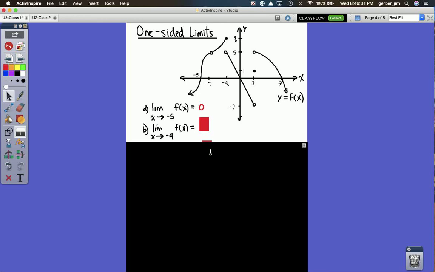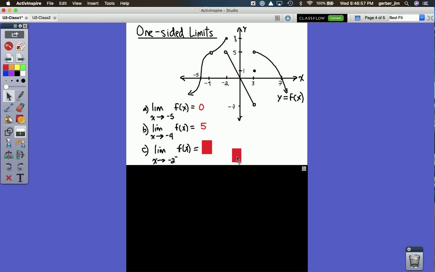Let's look at the next one. As x approaches -4. Well, here I notice that when I go to -4, the function doesn't exist there. But as I approach -4 from the left, the function is approaching 5. And as I approach -4 from the right, the function is approaching 5. And since it approaches 5 from the left and 5 from the right, we say that the limit is 5. No problem.